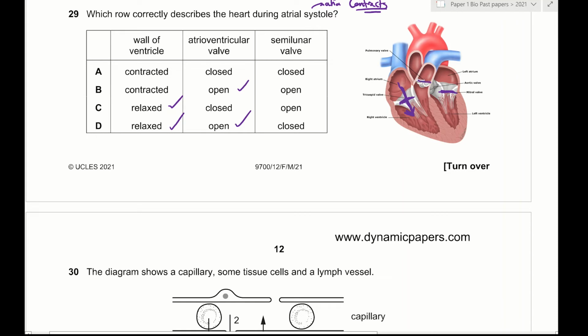Semilunar valve. This is where the semilunar valves are located. As we all know, atrial systole is going to be ventricular diastole, meaning that the ventricle is relaxed. In this case, there isn't enough pressure to push the semilunar valve open. So in this case, it's going to be closed, and the answer is going to be D.